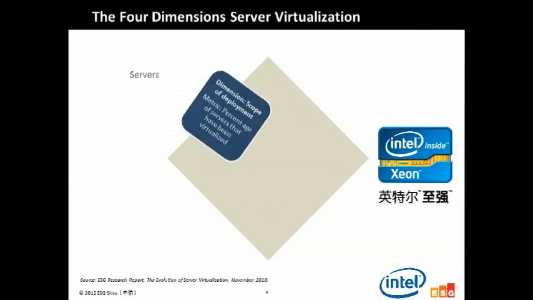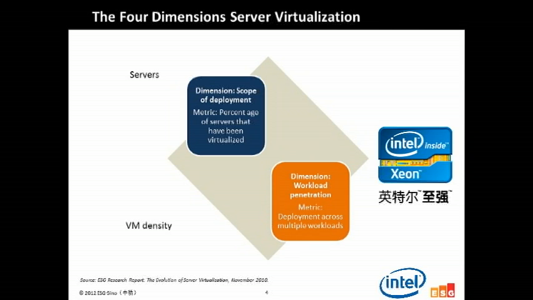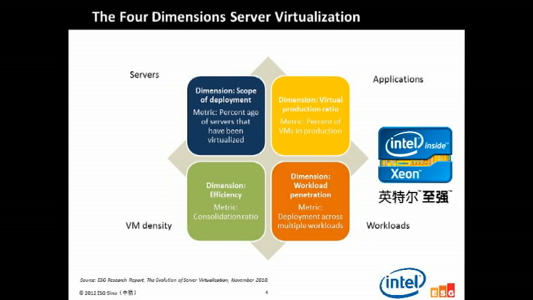The first dimension is the scope of deployment. The metric is the percentage of servers that have been virtualized. The second dimension is efficiency. The metric is consolidation ratio, often called VM density. The third dimension is applications, or the virtual production ratio, the percentage of VMs in production applications. The fourth dimension is workload penetration. The metric is deployment across multiple workloads.